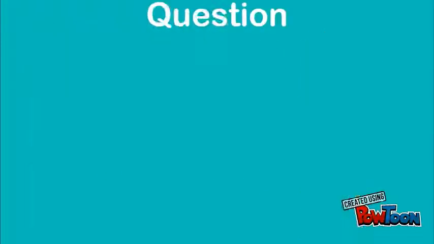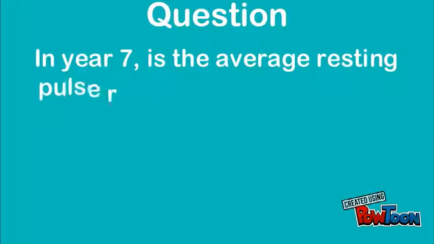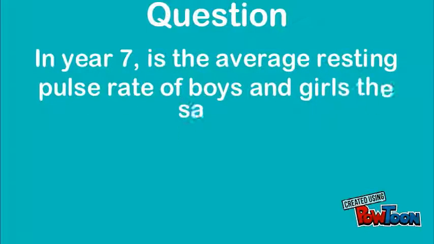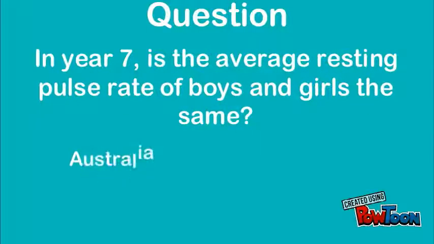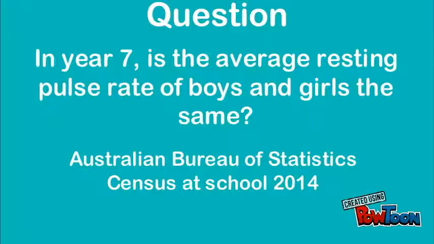The statistical question of this investigation is, in Year 7, is the average resting pulse rate of boys and girls the same? For this statistical investigation, the data was collected from 2014 Australian Bureau of Statistics census at school. The sample size was 30 random students across all states and territories of Australia.